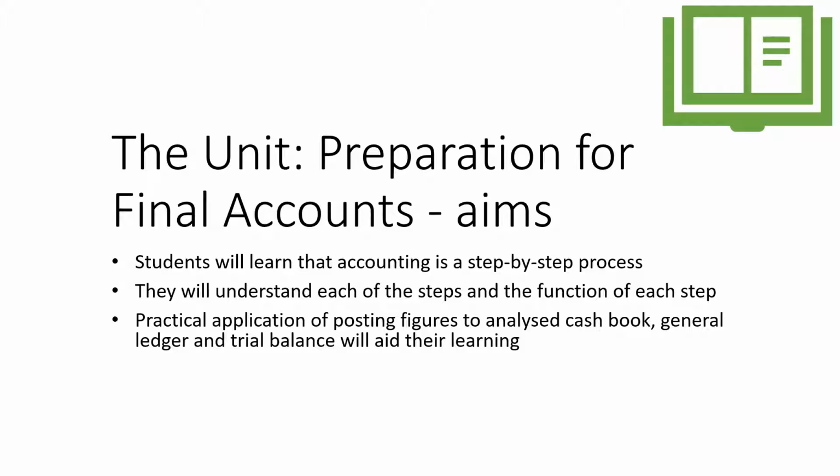The unit aims or the success criteria for students are that students will learn that accounting is a step-by-step process. They will understand each of the steps and the function of each step. Through practical application of posting figures to the analysed cash book, general ledger, and trial balance, this will aid their learning and understanding of accounting.